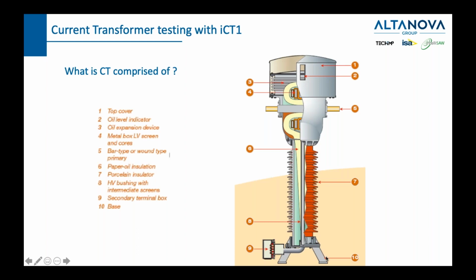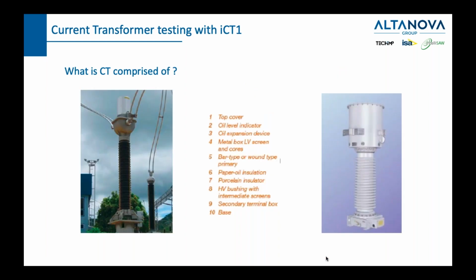So this is what our current transformer looks like theoretically, and this is what it looks like when it is in a substation or freshly produced in a factory. So we see that they both have a top cover. The oil level indicator is not that well seen here, but what we can see is the primary side where we connect our line.